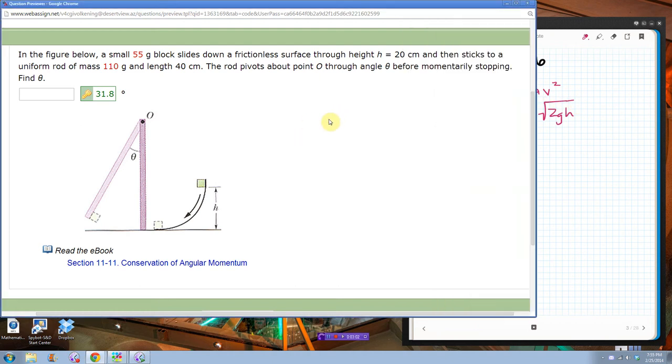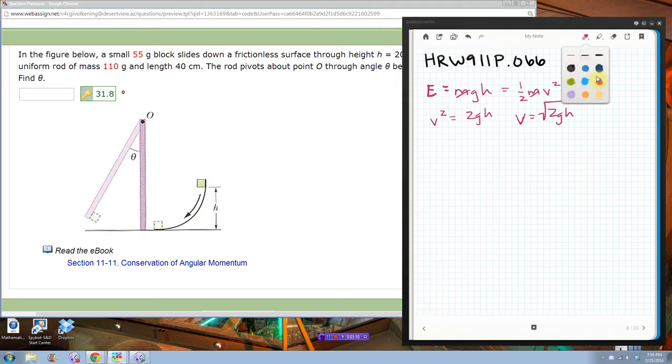Now, I need to know not what v is, but what omega is, because I'm going to use this in a rotational equation. So I know that omega, in general, is v over r. In this case, r is the distance from the pivot point, so that's the length of the rod. I'm just going to call that L. So basically what we have is v over L, or since v is square root of 2gh, what we have is the square root of 2gh over L.